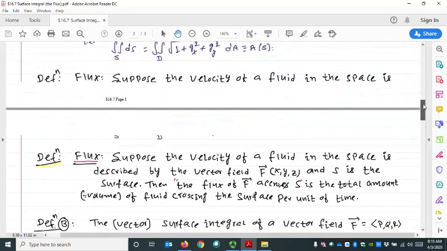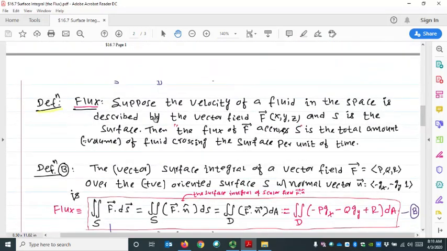Next, let's define this flux. Suppose the velocity of a fluid in space is described by the vector field F, and S is the surface, then the flux of F across the surface is the total amount of fluid crossing the surface per unit of time.